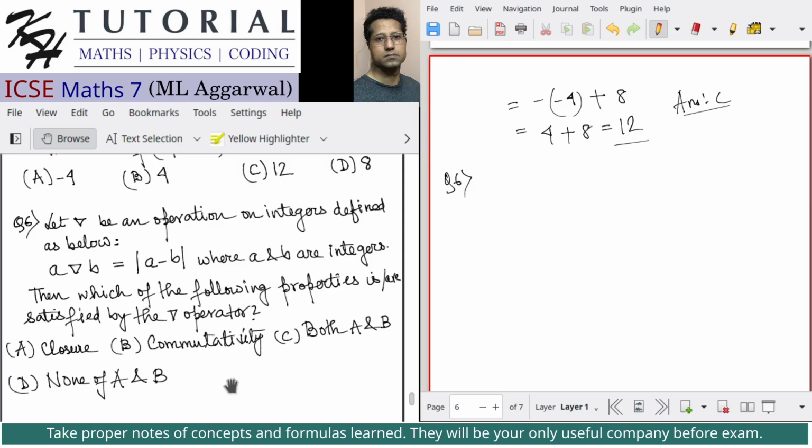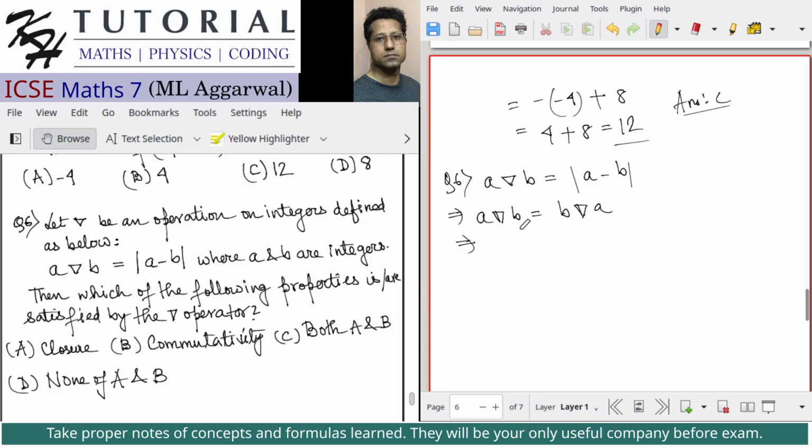Okay, so a new operator has been defined with a triangle symbol. This is the new operator, a triangle b. It is defined as the absolute value of a minus b. Now, definitely, this implies that if the delta operator is commutative, then we must have a delta b equal to b delta a.